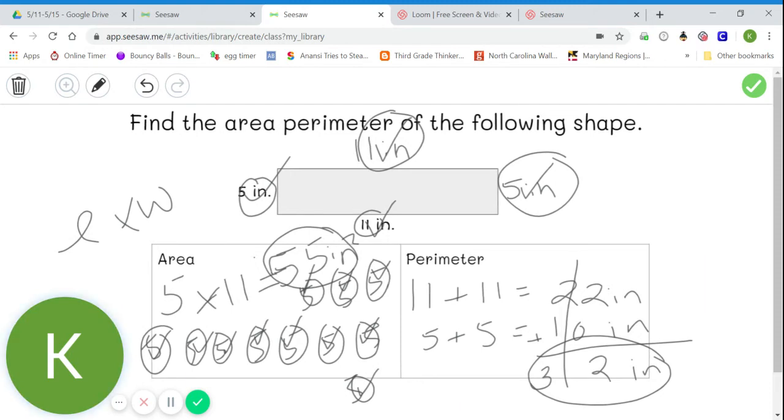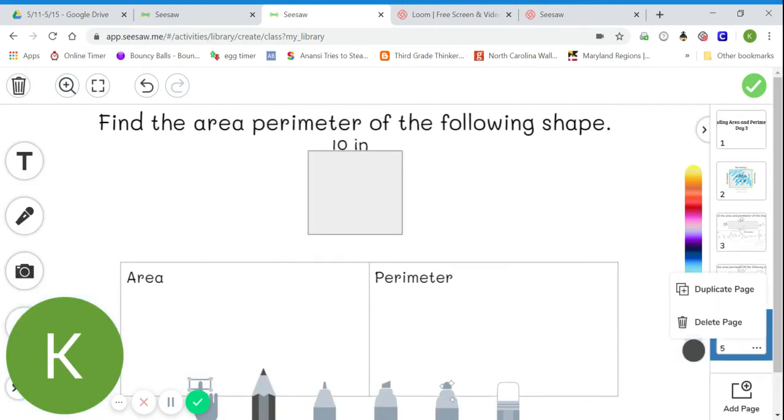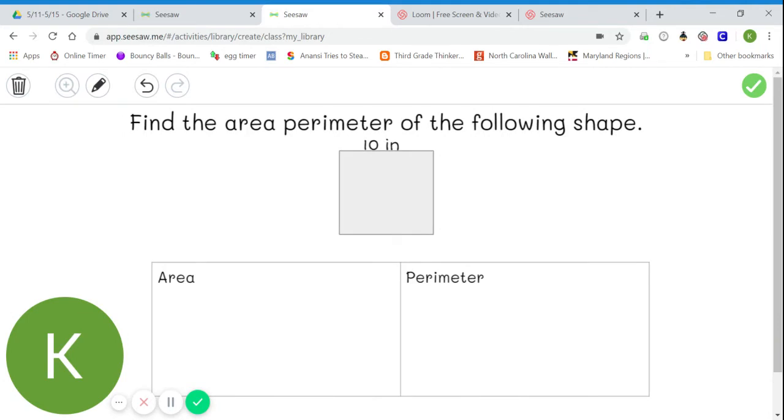And let's try one last example. So as you can see, I only have one side length labeled here. Like we talked about yesterday, when we see this and we know that finding the area is part of our job, it means that the shape is most likely a square and that all the sides are going to be equal. So I'm going to label every side 10 inches because I know squares have all equal sides.